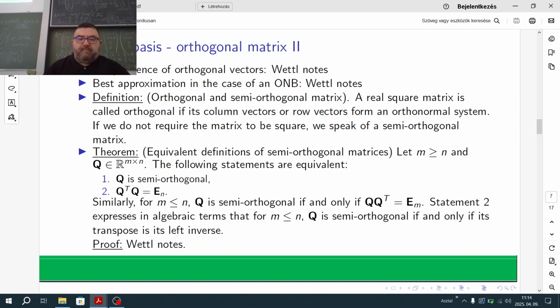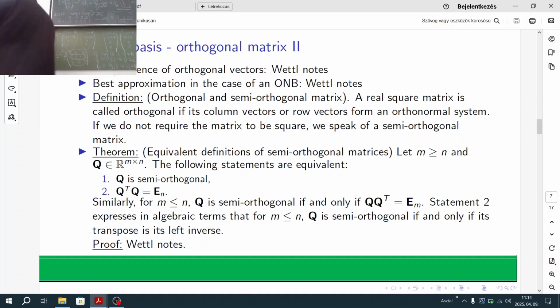Okay, this says the following: if a matrix multiplied by its transpose is the result is 0, then the matrix is orthogonal or semi-orthogonal. Okay, so I can erase this.